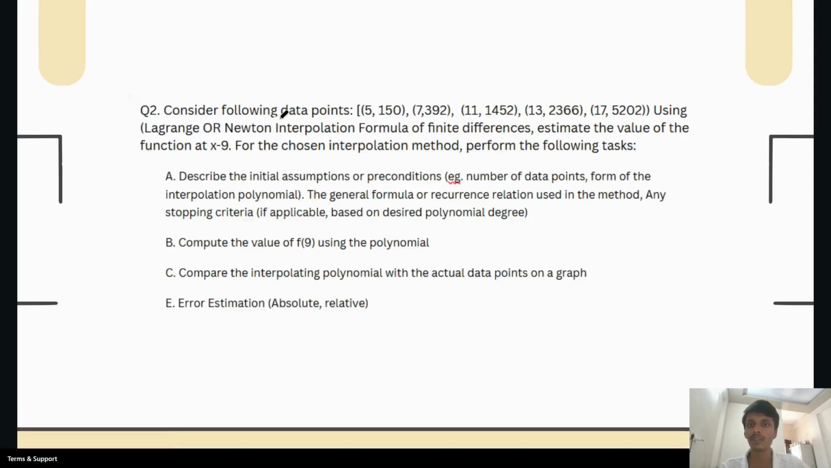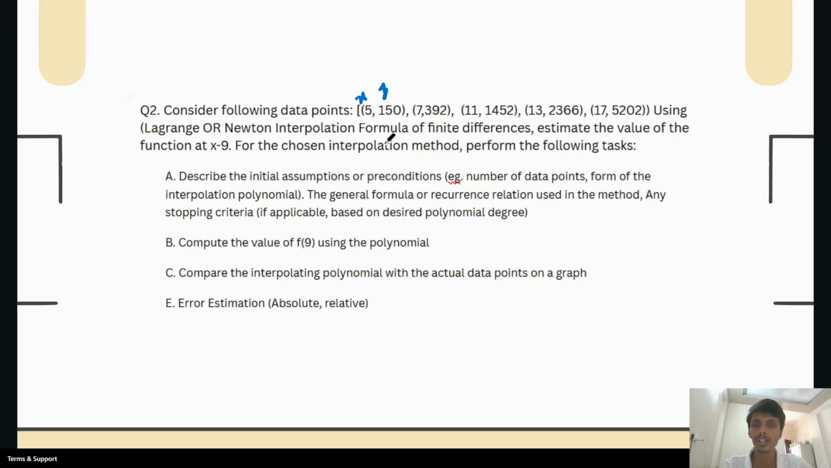Question 2 is: consider the following data points. These are the values, where 5 is the value of x and 150 is the value of y. So the points are 5, 150, 7, 392, 11, 1452, 13, 2366, 17, 5202.